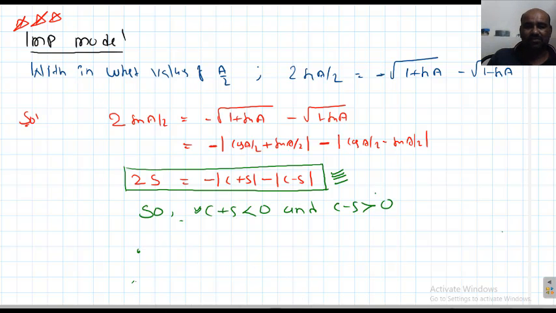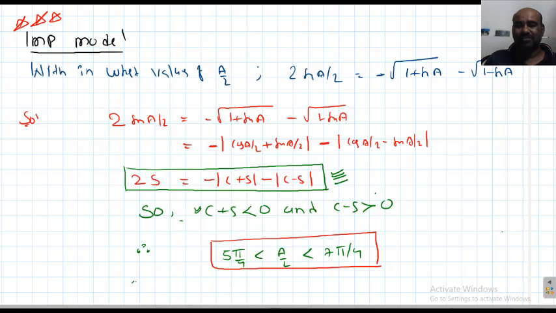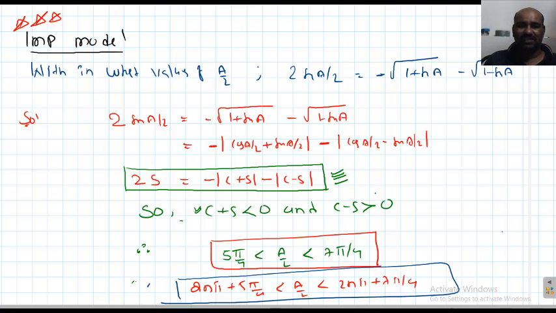That I will write. Therefore, what I got now is 5 pi by 4 less than A by 2 less than 7 pi by 4. But important, students, this is not the final solution. For the final solution, you need to add 2n pi to both extremities: 2n pi plus 5 pi by 4 less than A by 2 less than 2n pi plus 7 pi by 4, for these angles. So, for these angles, this happens.